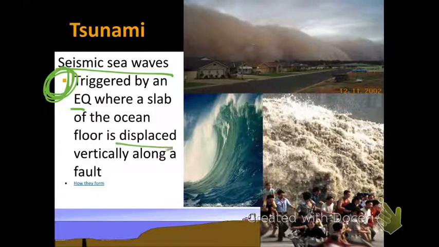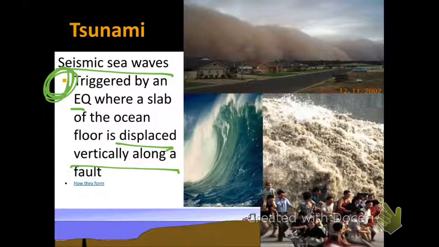So it's displaced vertically. You have an earthquake that occurs in the ocean, and part of the ocean floor on that fault line actually goes up. That's what we mean by vertically. And when it goes up, it's like it's throwing this wave of energy through the water, and that's what creates your tsunami. Now, if you were in the middle of the ocean and a tsunami occurred, you wouldn't even notice the tsunami. It would just be a little bit higher than normal wave that was moving really fast.